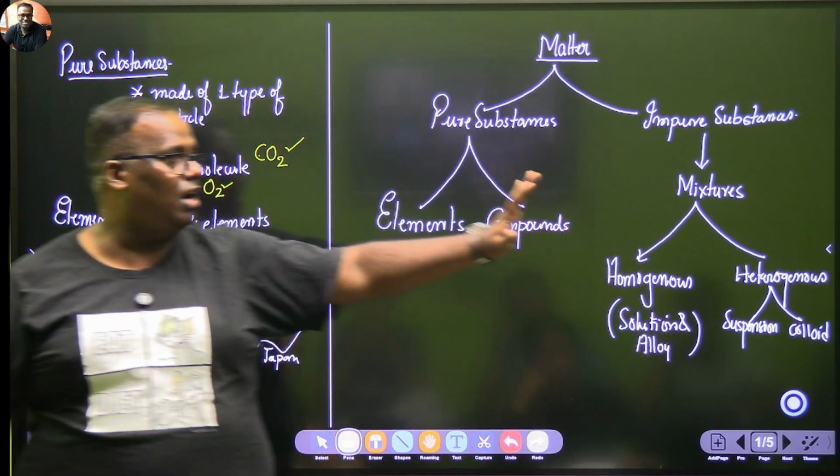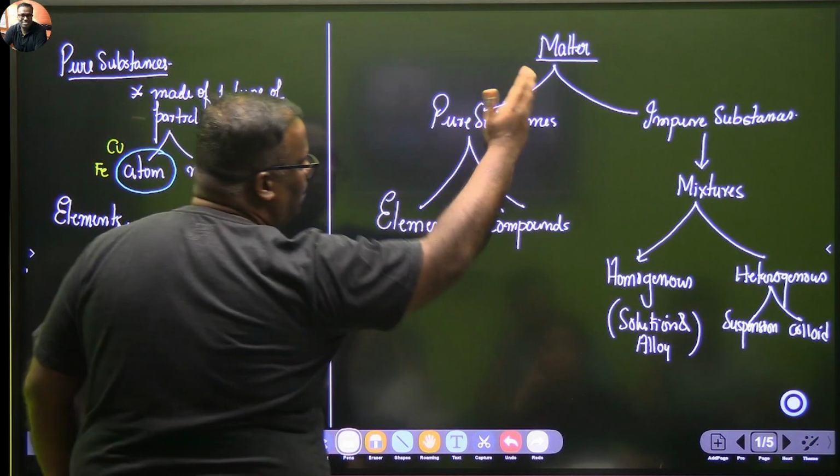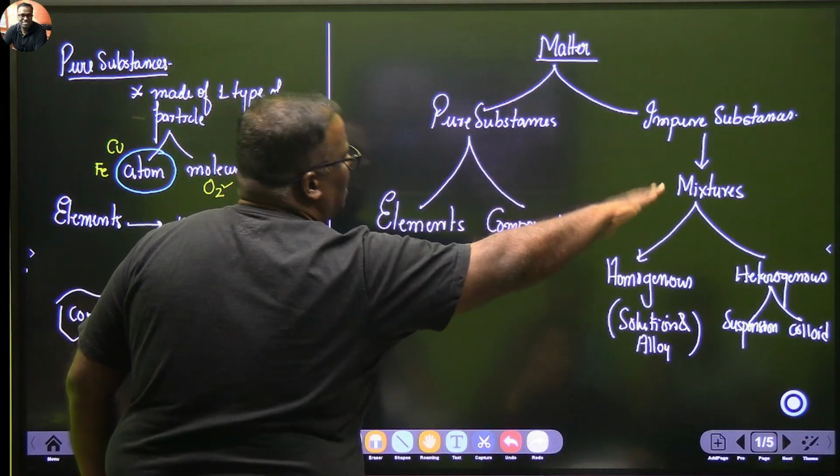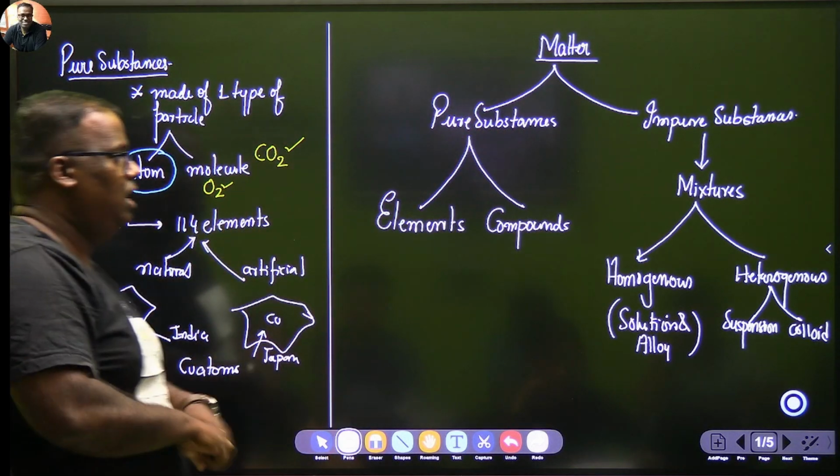So our review today talked about matter, and our question was, is matter pure? Well, matter can exist in pure and impure forms. We are not looking at that side today. In pure matter comes in two forms, element and compound.